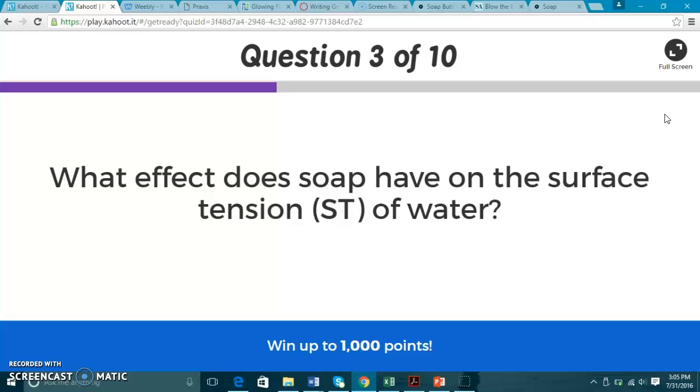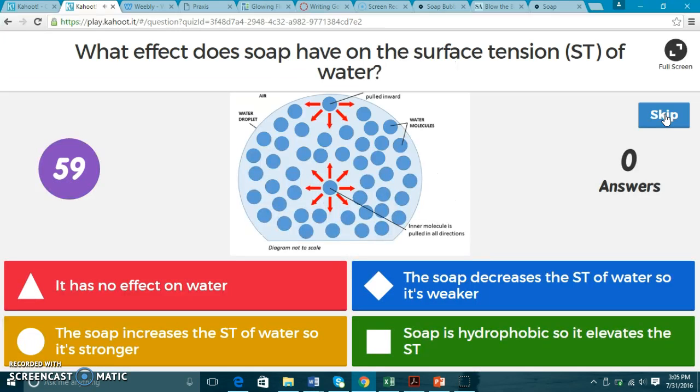What effect does soap have on the surface tension of water? Red, it has no effect on water. Blue, the soap decreases the surface tension of water, so it's weaker. Yellow, the soap increases the surface tension of water, so it's stronger. Or green, soap is hydrophobic, so it elevates the surface tension.